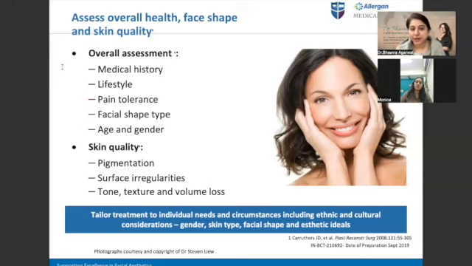Now, age and gender is also very important because certain facial features are different. Like chin is different, the forehead is different in men and women. The lips are different in men and women. The cheek projection, the chin projection, they're both different in men and women. And age is important because with increasing age, the skin quality reduces.